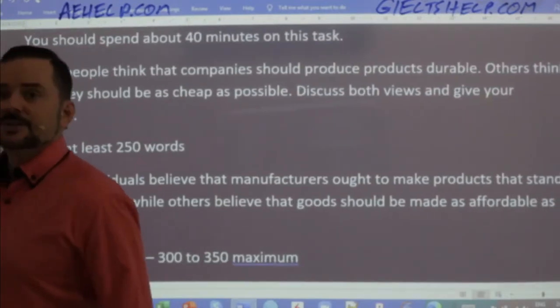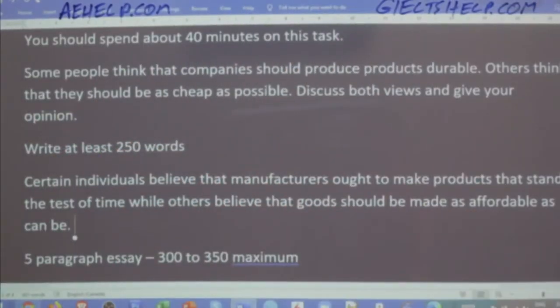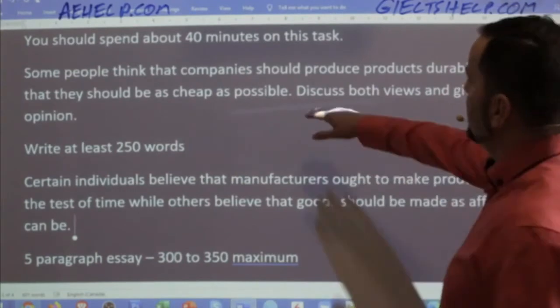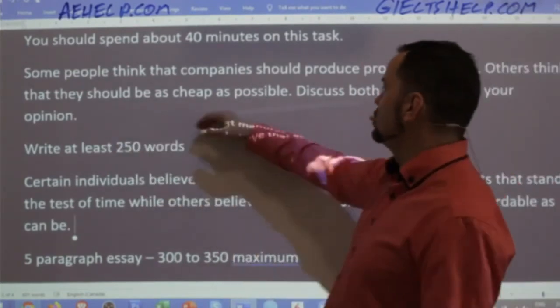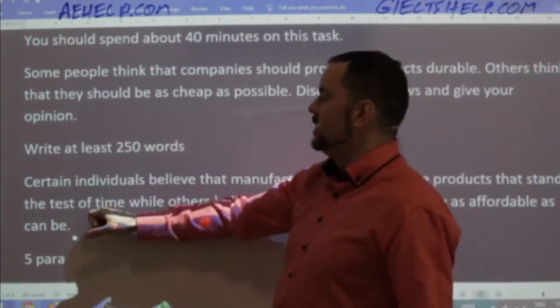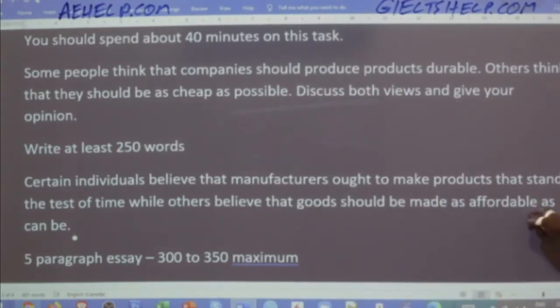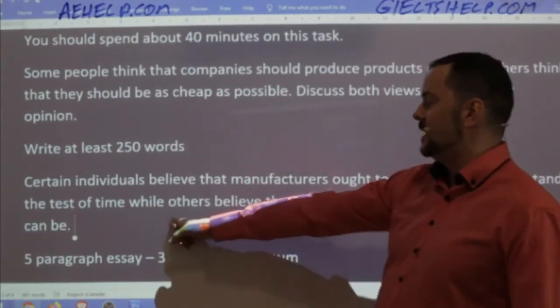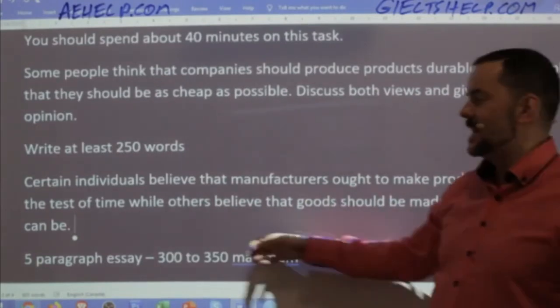All right, so here's my paraphrase. Take a look. Some people think that companies should produce durable products. Others think that they should be as cheap as possible. Discuss both views and give your opinion. Certain individuals believe that manufacturers ought to make products that stand the test of time, while others believe that goods should be made as affordable as can be.